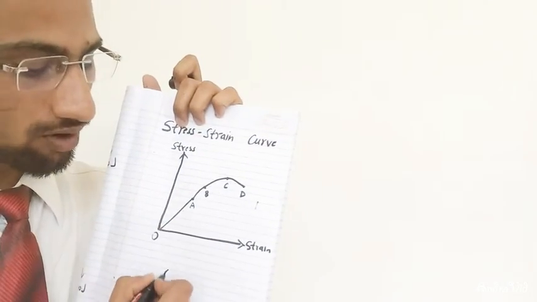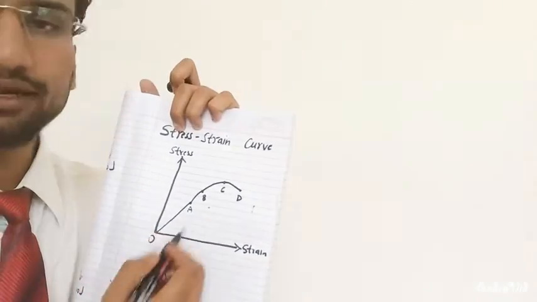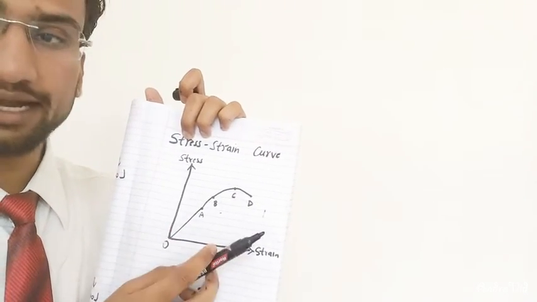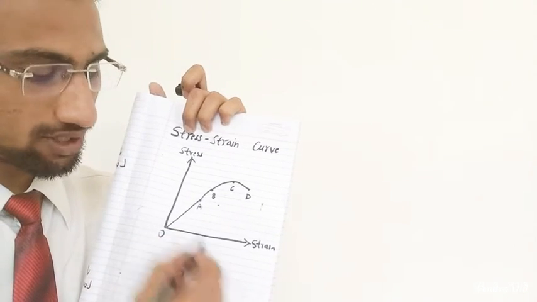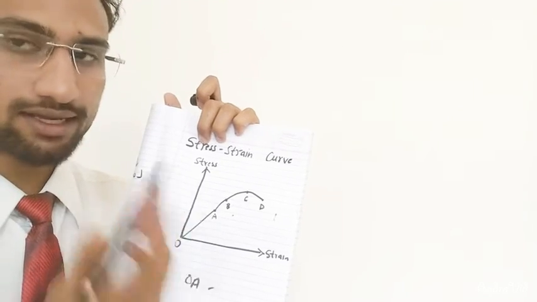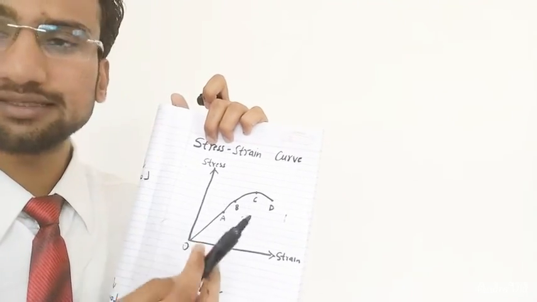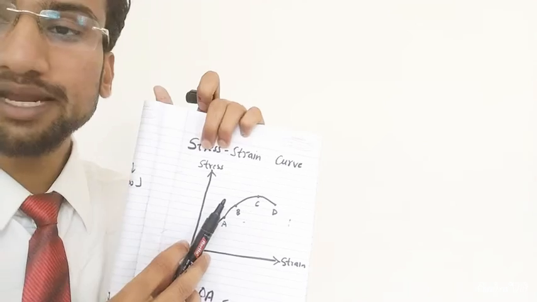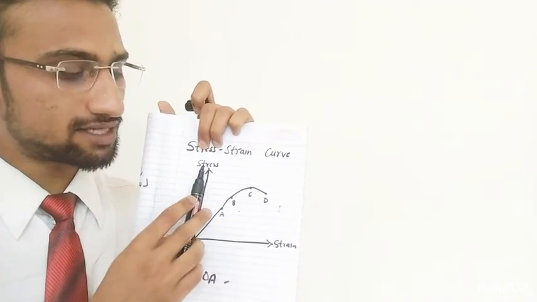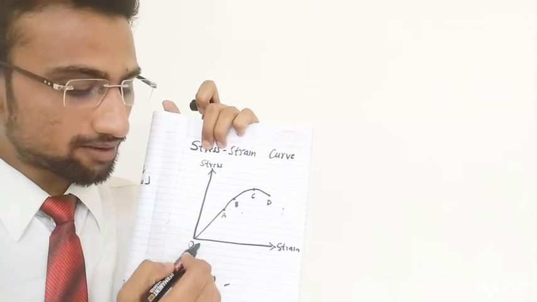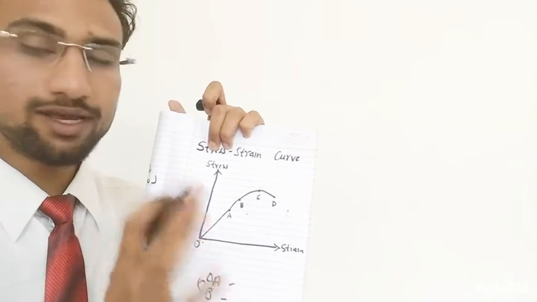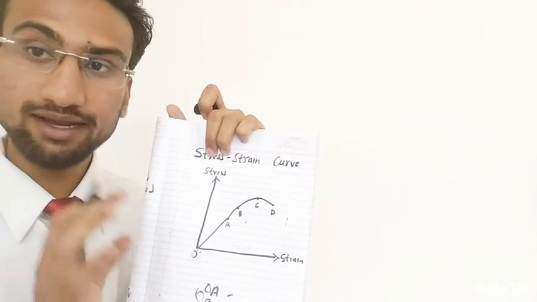From O to A, we see a proportional region. We see a proportional limit and a proportional relation between stress and strain. O to A is known as the proportional limit. From A to B, the body's length will increase, but the relation will not be linear. The relation will not be proportional. I mean that stress will not be proportional to strain. But from O to B, the body will be in the elastic region.